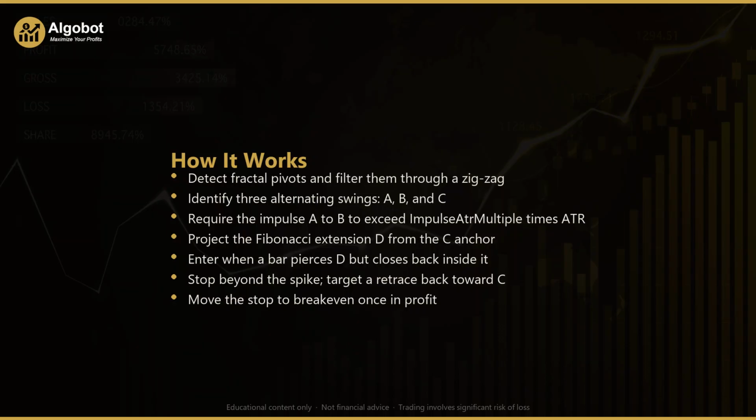In both cases, there's a timing filter. The spike must arrive within the extension window number of bars after C, and each anchored setup is only ever traded once. Risk management is symmetric. The stop is placed beyond the spike by StopAtrMult multiple times ATR. The take profit is a Fibonacci retrace back toward the C anchor, sized by the TP retrace ratio. And once price travels break-even ATR units in favor, the stop is pulled to the entry price to protect the position.